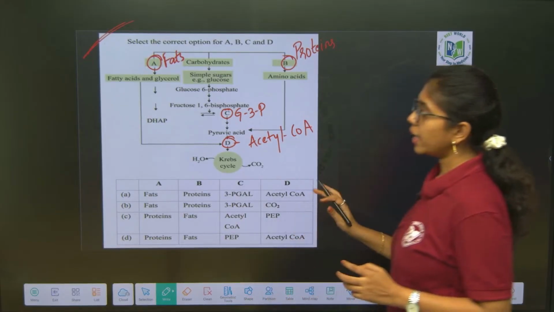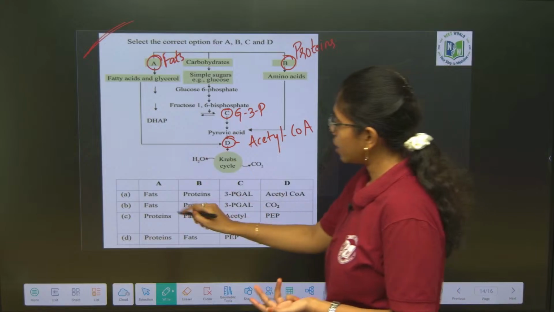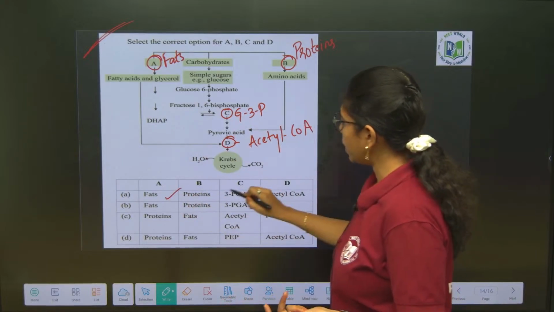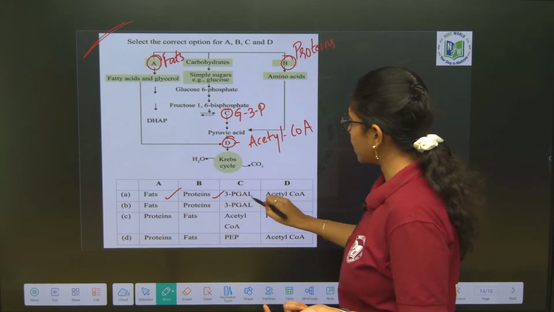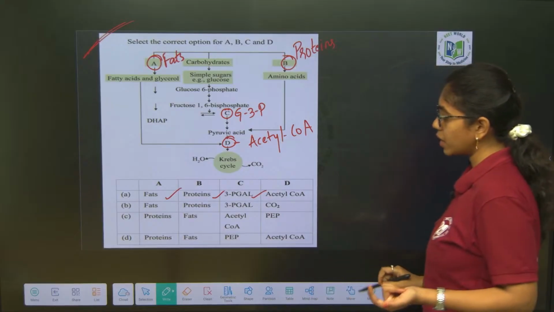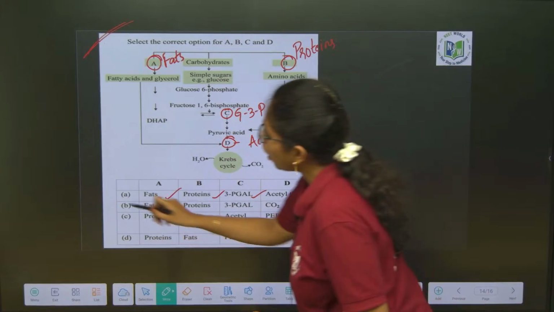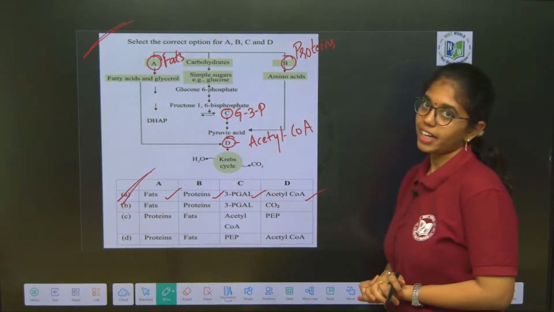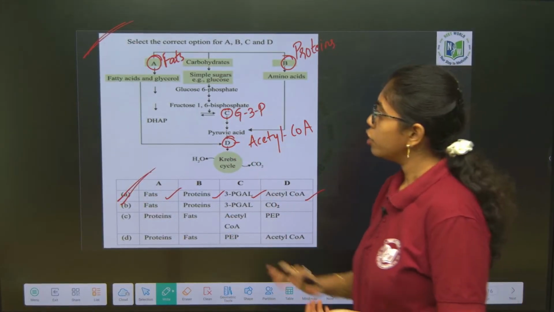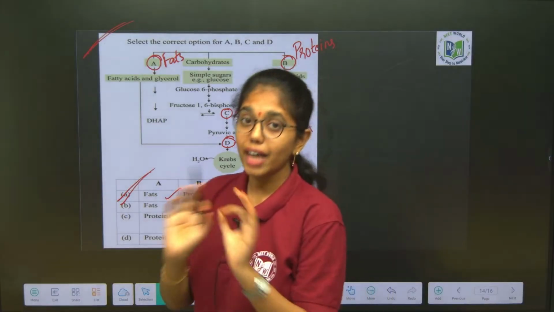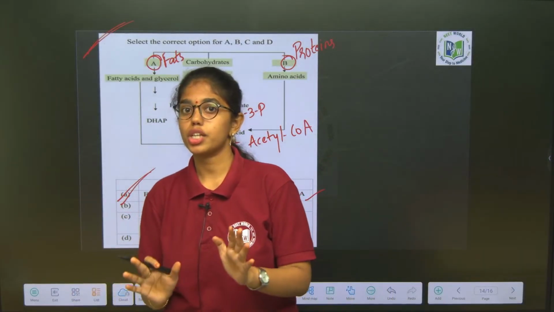Clear? So here what will be the answer? A is fats, B will be proteins, C is glyceraldehyde 3-phosphate or phosphoglyceraldehyde, D will be acetyl-CoA. So here option A will be the right answer. Clear right now? So with this we are done with the chapter respiration in plants.